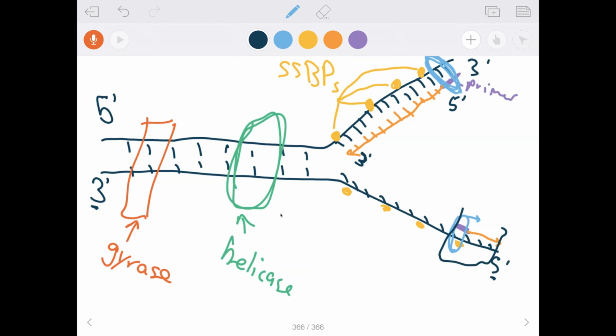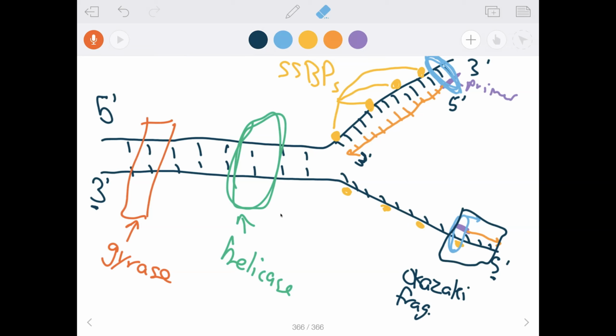This fragment right here has a special name. It is called an Okazaki fragment. Basically, the bottom strand is made up of a bunch of Okazaki fragments. It's being built in pieces, and then it's being tied together to make one continuous strand.